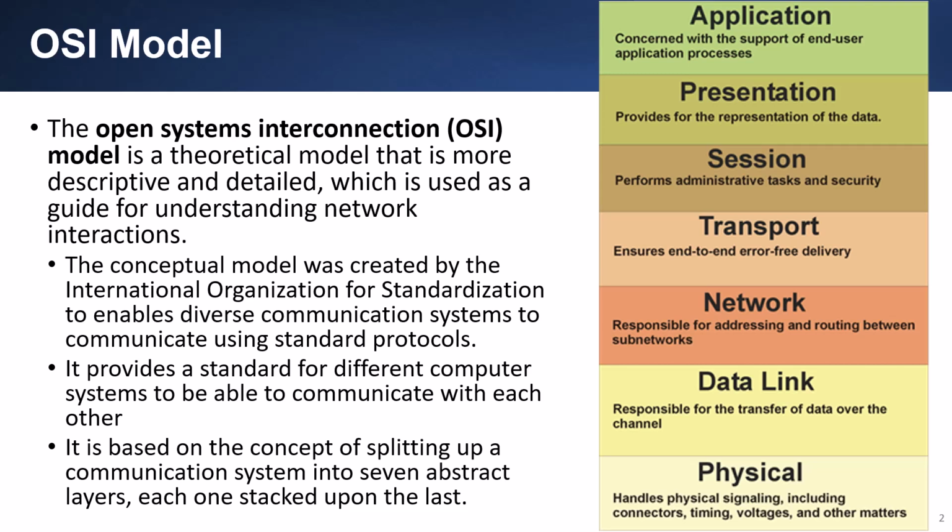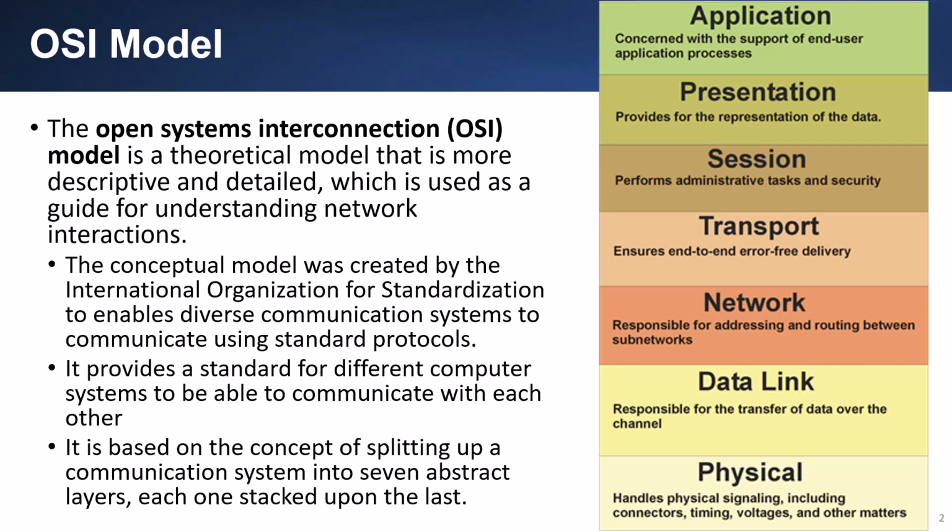It is based on the concept of splitting up communication systems into 7 abstract layers, each one stacked upon the last. The bottom layer is the physical layer that handles the physical signaling, including connectors, timing, voltages, and other matters where the data is sent in a stream of bits. The second layer is the data link layer, which is responsible for the transfer of data over the channel. The third layer is the network layer, which is responsible for addressing and routing between subnetworks.